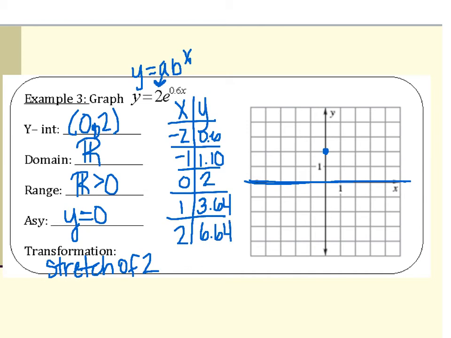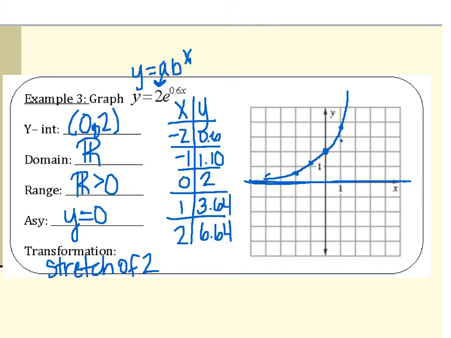So -2, 6/10 would be right around here. -1, 1 and 1/10 is going to be right around here. We've got 0, 2 on the graph already. 1, 3 and 64 hundredths would be right around, actually right up here. And then let's draw our nice curve in.